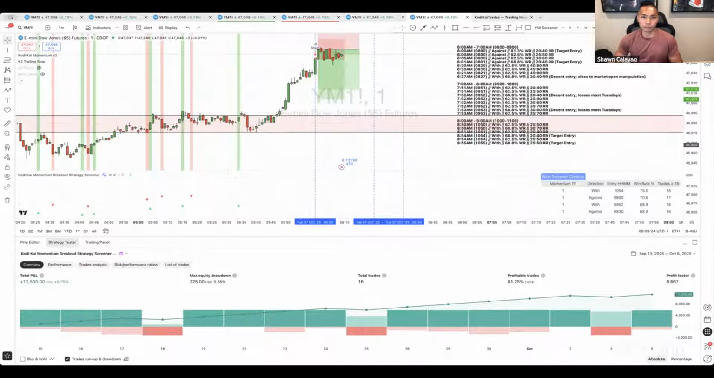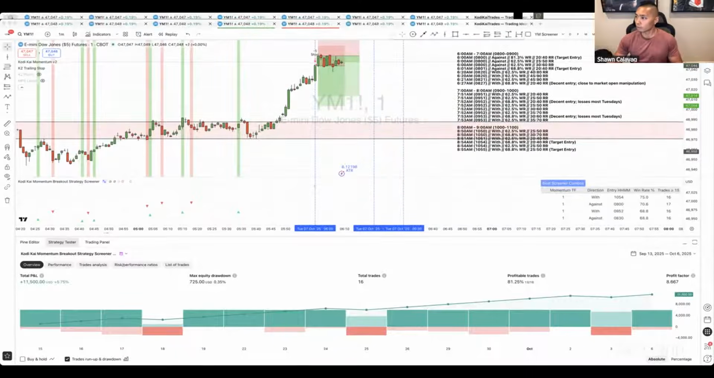I don't think you guys can see my chart, or you guys can't see my screen. Let me share my entire screen here. There we go.